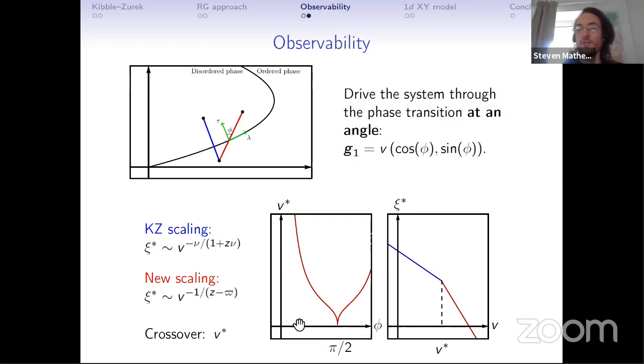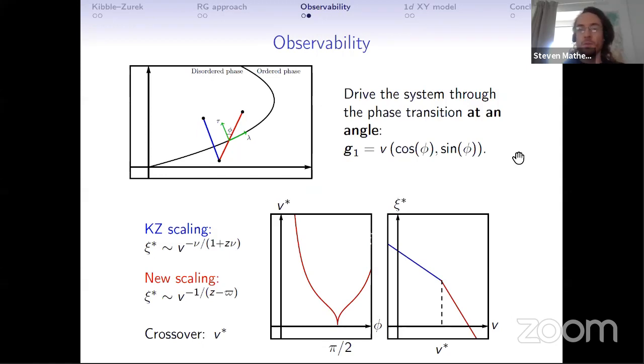You see immediately that if phi is 0, so if we're fully perpendicular, V star diverges and we just see the blue line, we see the usual Kibble-Zurek. However, if the angle becomes close to pi half, if we're crossing the phase transition at a shallow angle, then we can move this V star far away to the left and bring this new scaling regime to an observable status.